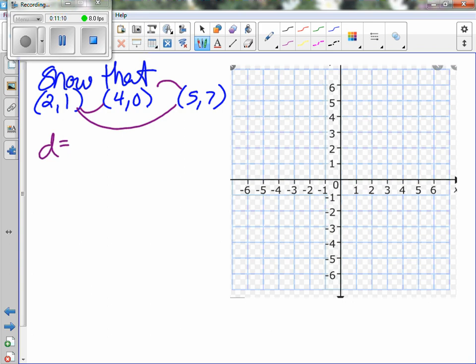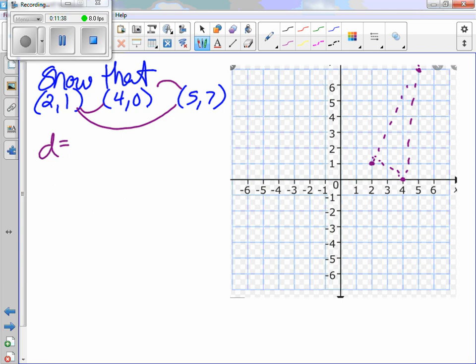So I'll show you the graph here. 2, 1, 4, 0, 5, 7. So that's what we have here. And we're finding those lines. So we can graph it and then do it, or we can just do the distance formula. It doesn't matter which.